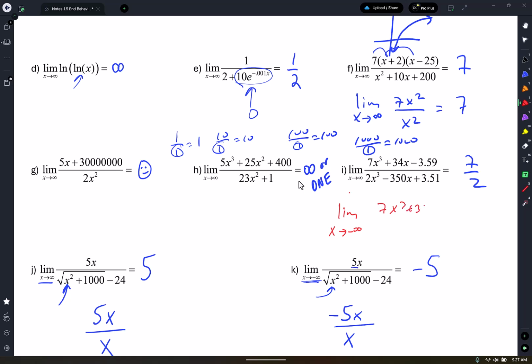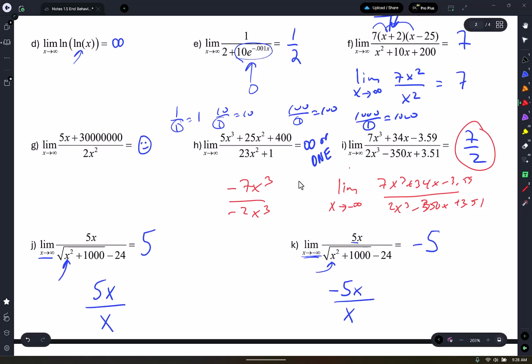7x cubed plus 34x minus 3.59 over 2x cubed minus 350x plus 3.51. If I would have had negative infinity for this one, it wouldn't have changed anything, because in the top, end behavior, negative 7x cubed over end behavior again, because it's an odd function, negative 2x cubed. What's negative divided by negative? So I still would have had 7 over 2. But on this one, why does this one change? The square root. When I square the square root, you're squaring it first. Do you see what I mean?